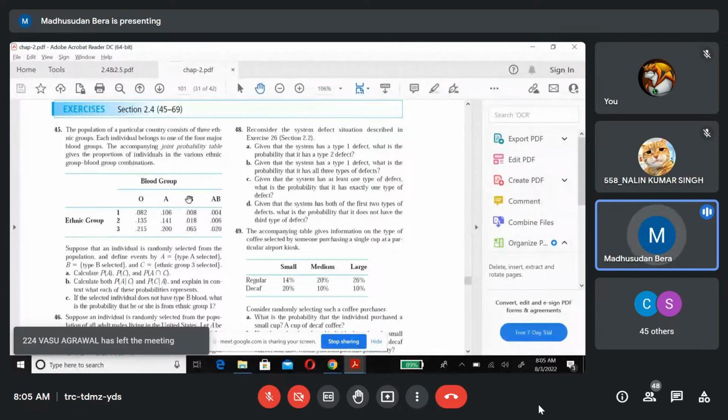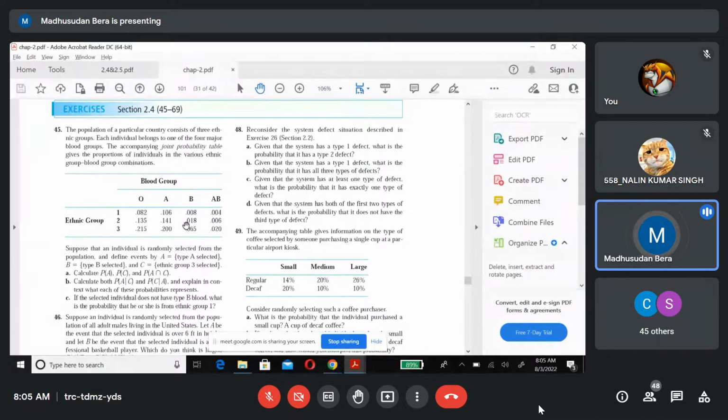So, what is the meaning of this table? Suppose this one, 0.065, that is the probability of a person from ethnic group 3 who belongs to blood group B is 0.065. Suppose 0.141 means the probability of a person from ethnic group 2 and having blood group A is 0.141. That way it is given.